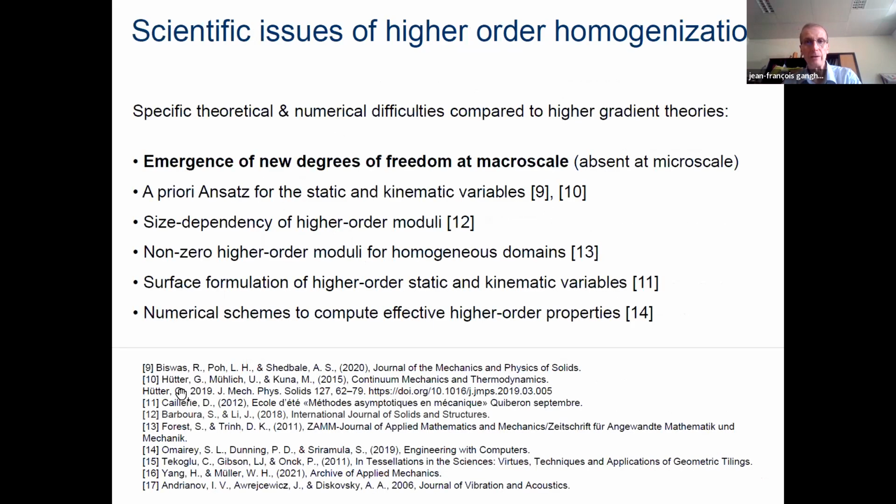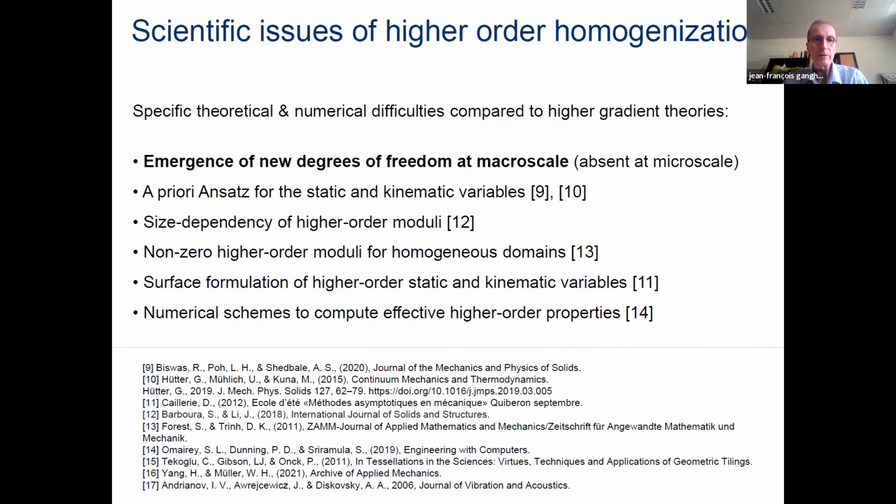So, of course, you know there is still a lot of work going on related to these generalized continua, because they raise some specific theoretical and also numerical difficulties compared to Cauchy elasticity. So the first one is, if we look at higher order theories, we have new degrees of freedom that emerge at the macro scale that were not present at the micro scale, which, for instance, most of the time obey Cauchy elasticity. Then another question is, what is the a priori ansatz or expression for the kinematic variables to represent in an adequate manner these generalized continua?